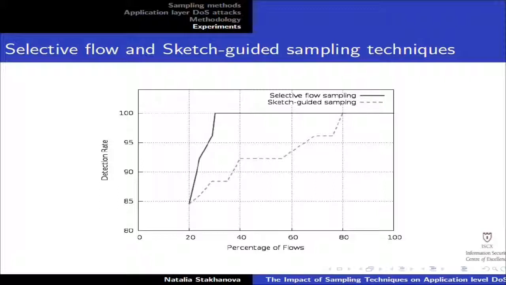Now, the two methods that were quite good were selective flow sampling and sketch-guided sampling. The selective flow gave the best performance at 30%. So we tried to extrapolate this result and see what performance we can get if we continue increasing the amount of traffic that will be retained. The sketch-guided sampling got into the acceptable range, and to me acceptable is above 95%, fairly quickly. With 60-70%, we actually got around 95%. Well, you might argue that this is not enough, which I would accept depending on the particular conditions you have.